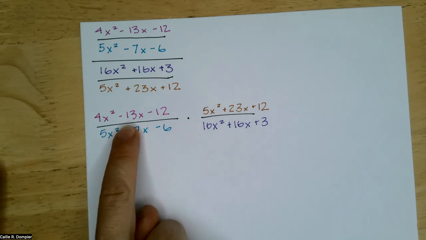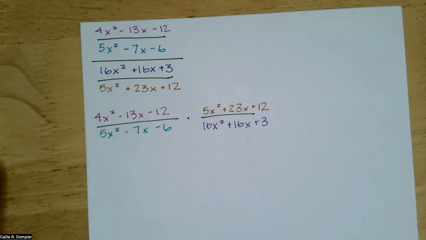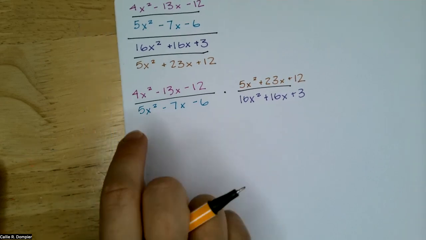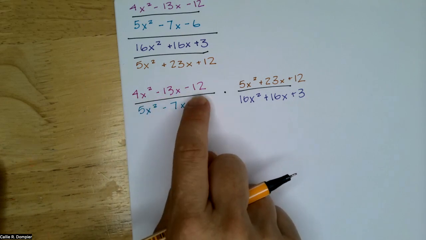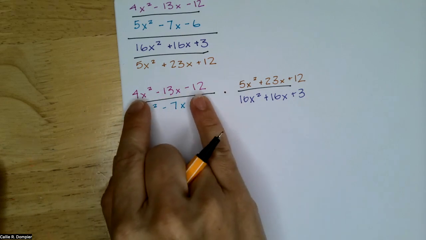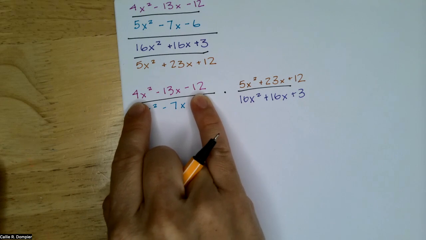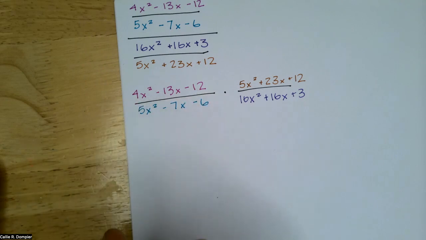What I'm going to do is try to factor the 4x squared minus 13x minus 12. You can start wherever you want. I'm going to start with the first one. First thing you do is make sure you can't take anything out of 4x squared, negative 13x, and negative 12. You can divide 4x squared and negative 12 by 4, but 13 you can't divide out.